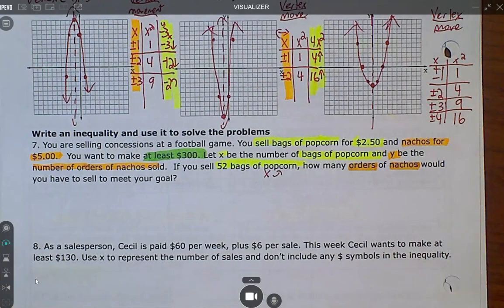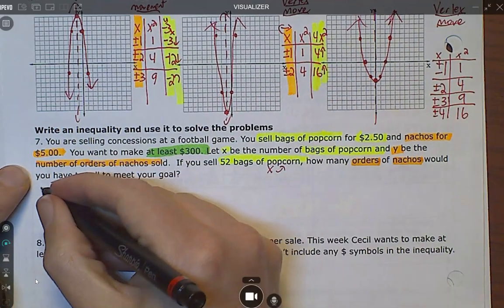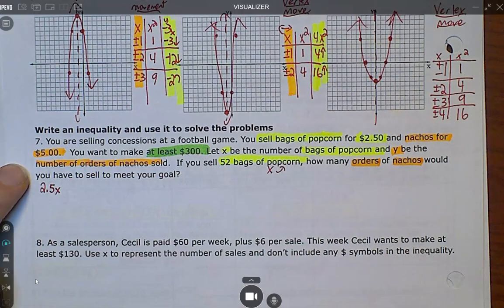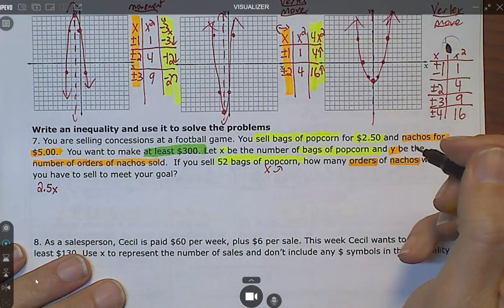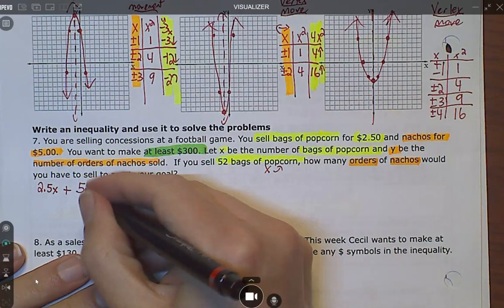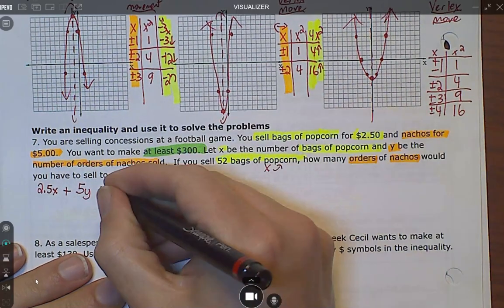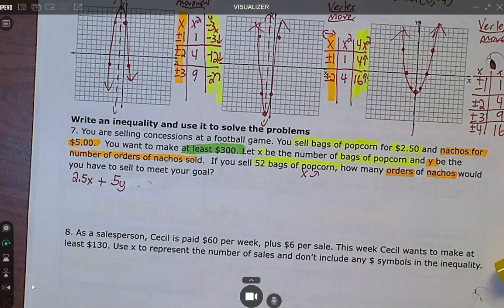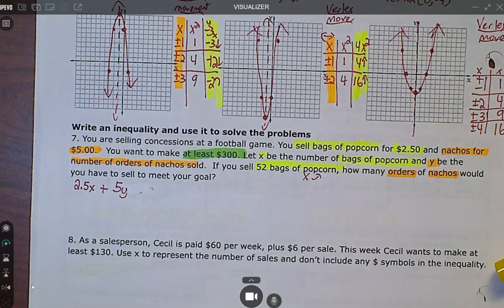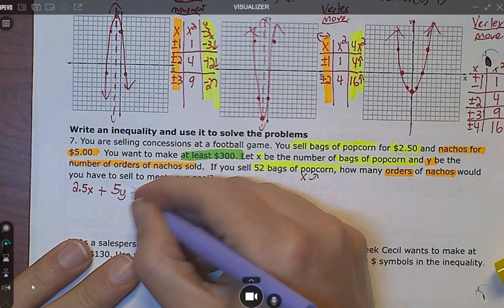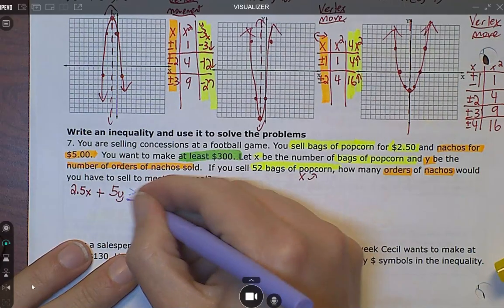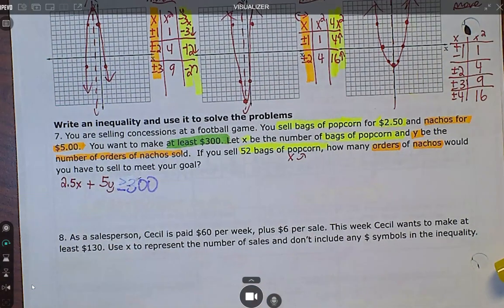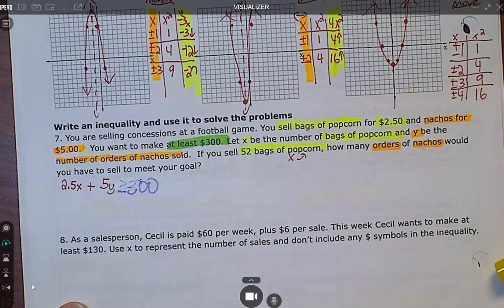Okay. So step 1, write the problem. 2.5x because it's $2.50 per bag of popcorn, plus $5 for each nacho. At least means you want to make. I did it wrong. 1 second. Let me find my. Pause it. Okay, I'm back. I messed up. We want to make at least $300. So it's greater than or equal to 300. That's the inequality. Okay, now that's part 1.